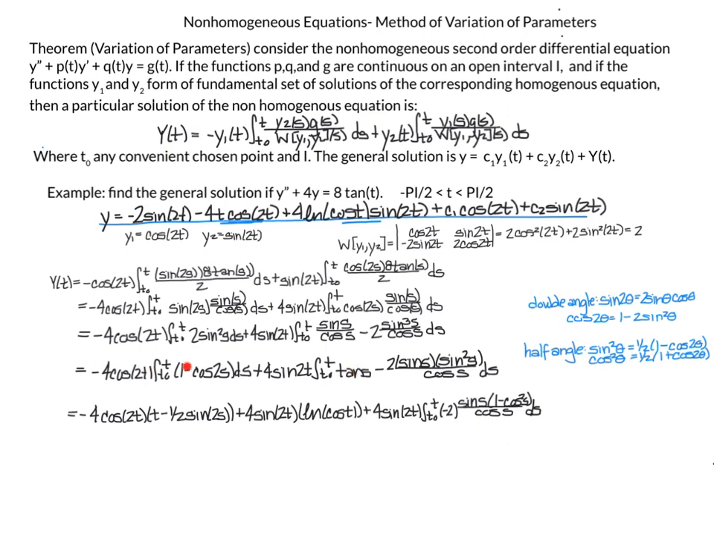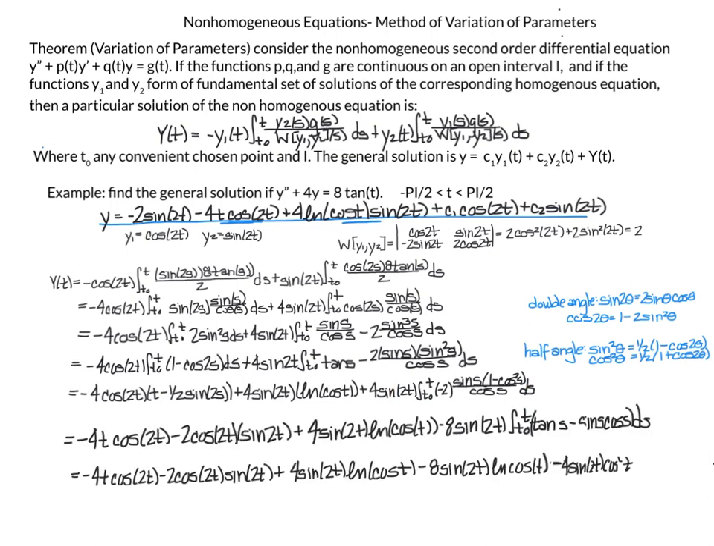For these two, I went ahead and integrated. So here I have my minus 4 cosine 2t. I integrated this with respect to s and then plugged in t naught and t, and I get t minus 1/2 sine 2s plus 4 sine of 2t. You could integrate tangent of s, and you get natural log of cosine. I still have this integral to do.